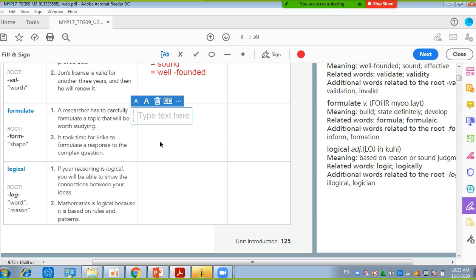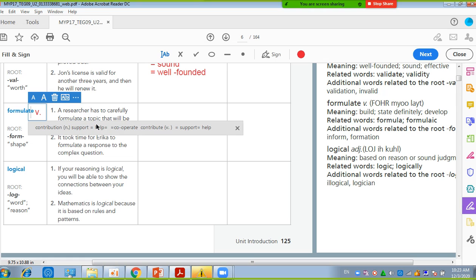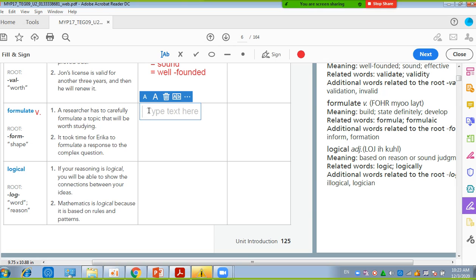Also Erica, she had been asked a very complex question and she took time to formulate a response in her mind. So formulate, what part of speech is it? It's a verb. What does it mean? Yes, it means to create, to build, to state, to develop. So it means build, create, state, or develop.